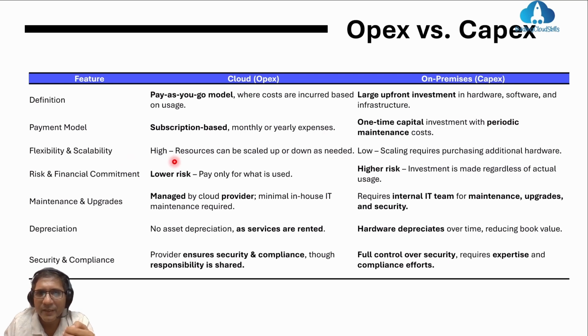Now, flexibility-wise, cloud is very flexible. Resources can be scaled up or down as and when you need. On-premise, the flexibility is low. In case you need more infrastructure, then you need to buy more hardware and set it up. You can't scale down easily because the infrastructure is going to lie unused if you scale down. So that flexibility is not there when it comes to on-premise.